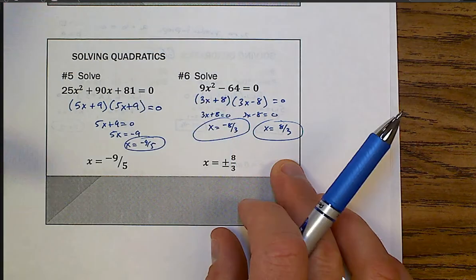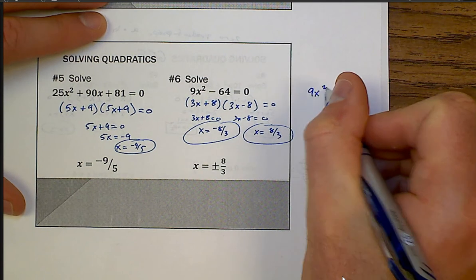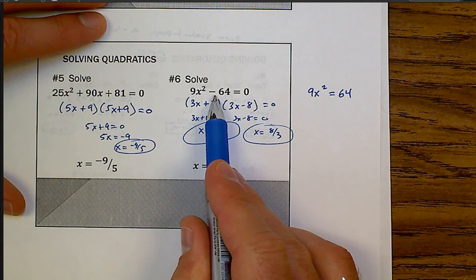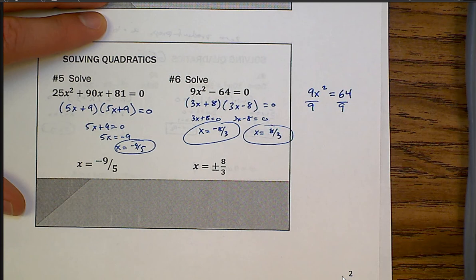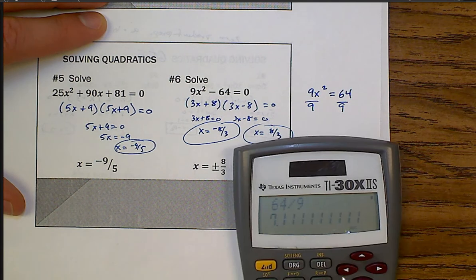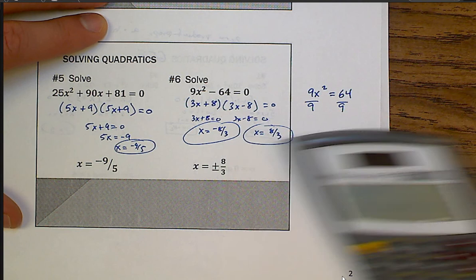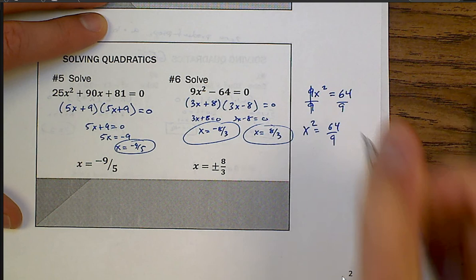So the other way to do this problem, if I have some room here, is I'm going to just solve this by adding 64 to the other side, right? And then dividing by 9. So I can take 64 and divide it by 9. Now, if you get a really cruddy decimal, don't make it a decimal. Just get x squared equals 64 over 9. Now, how do you solve for something x squared?